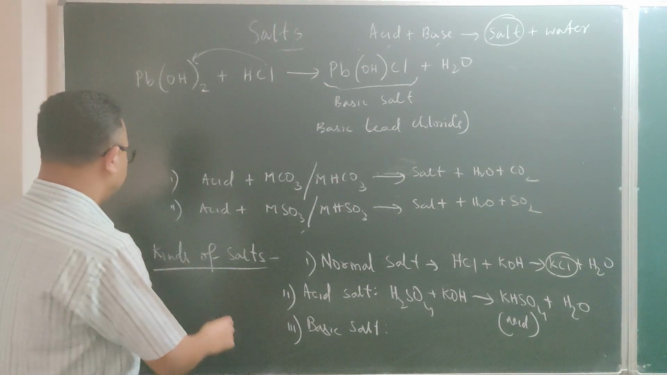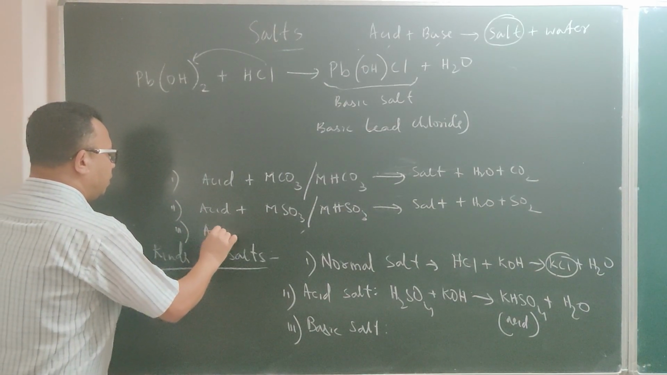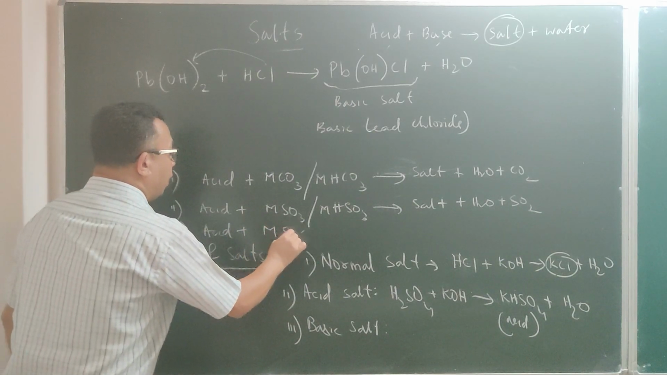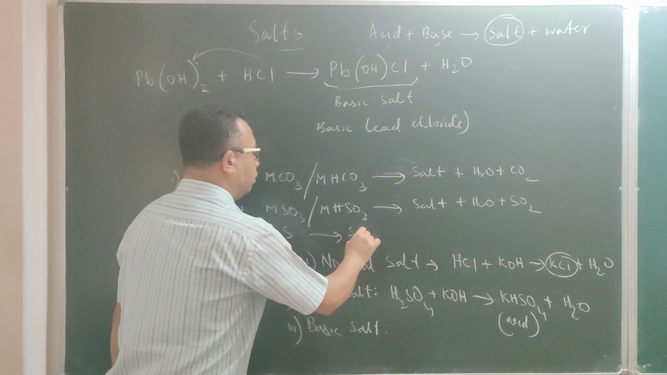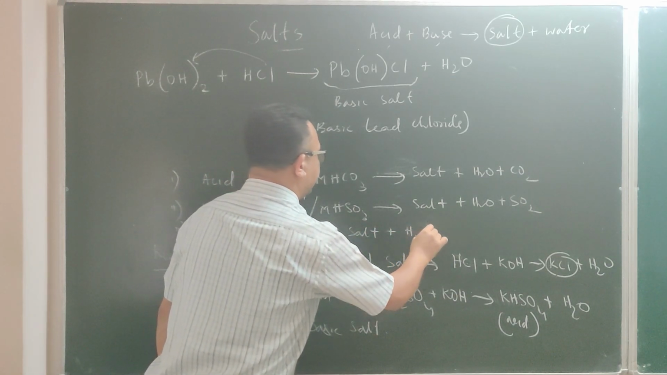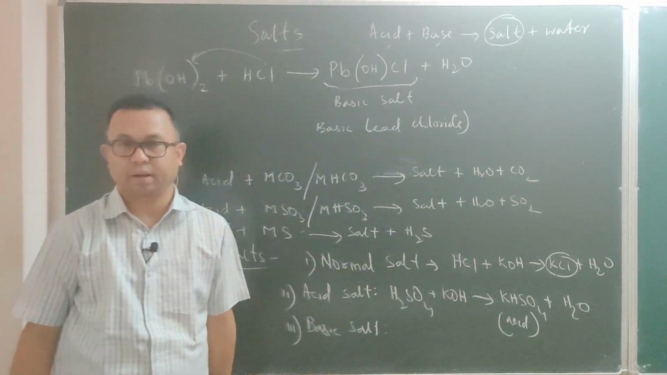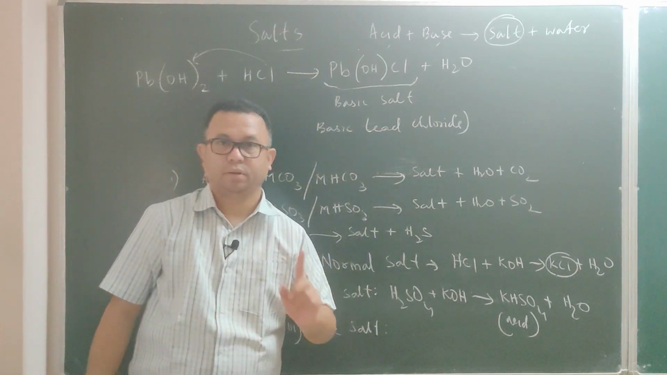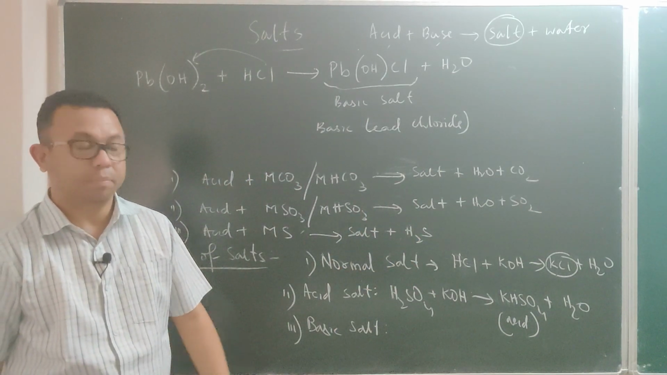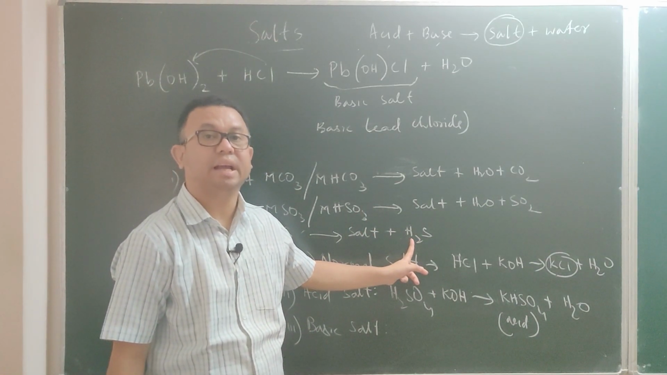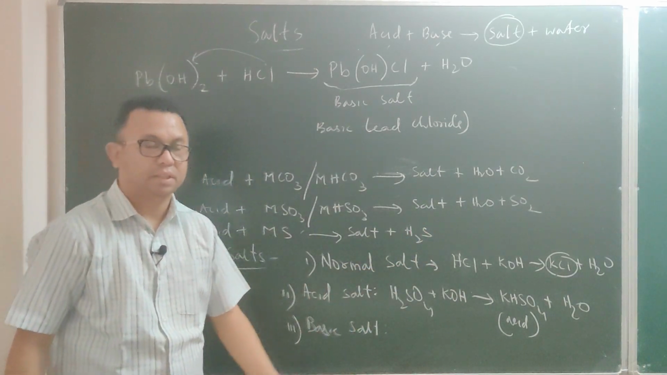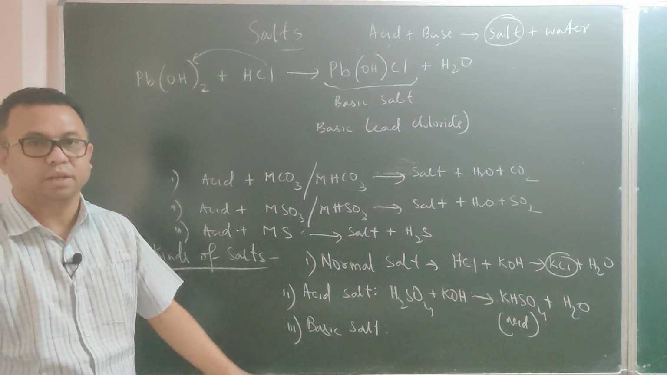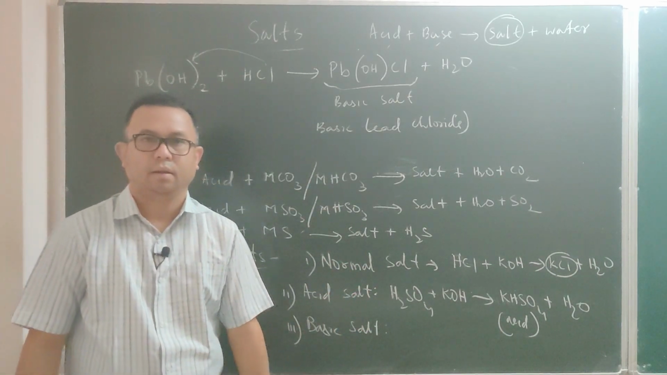The third one is dilute acid when it reacts with a metallic sulfide, S. Then it will give you a salt and that rotten egg smelling gas, hydrogen sulfide gas. And this gas, if you remember, we test with lead acetate paper. Lead acetate paper is turned shiny black. So this completes your chapter, acid, base and salt, which was a lengthy chapter.